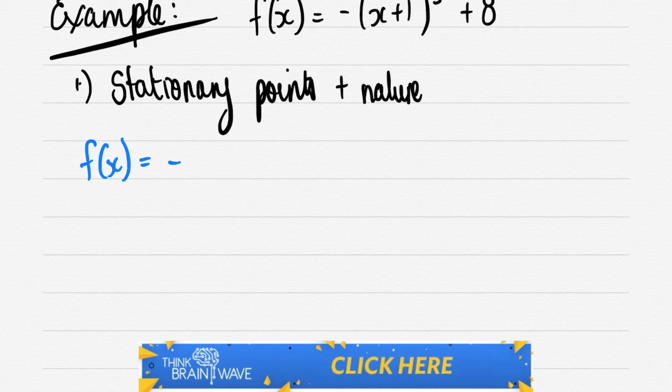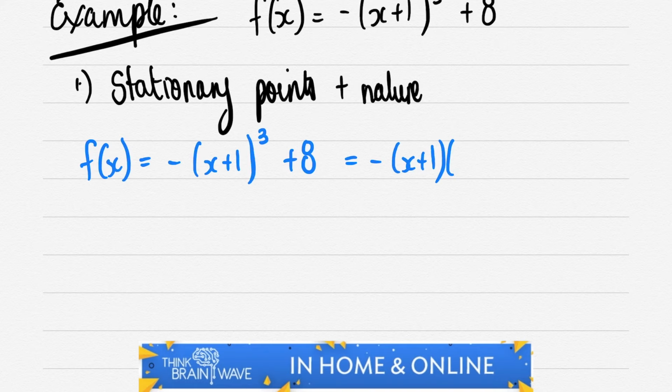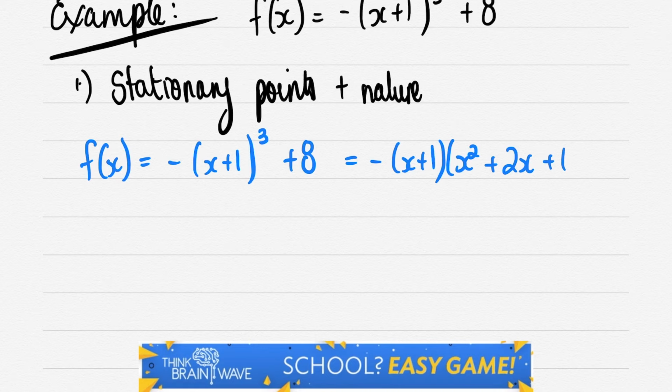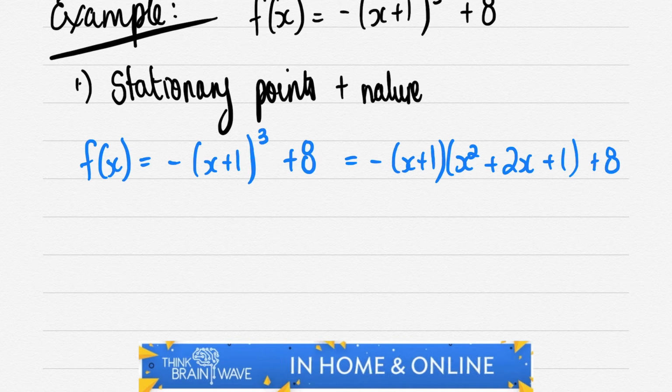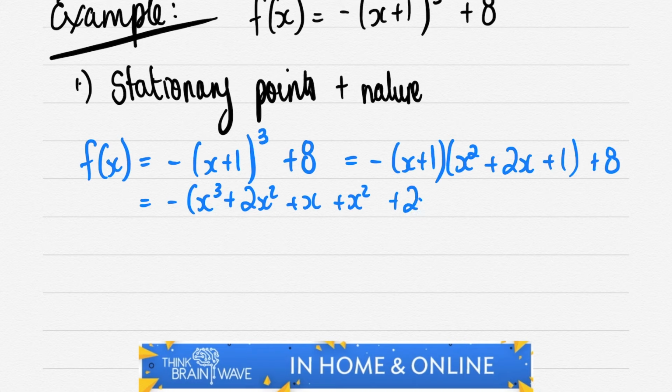We start off by saying the function of x is equal to negative x plus 1 cubed plus 8. We then want to break this down. We say negative x plus 1, and then we'll do the squared version, x squared plus 2x plus 1, plus 8. From here, we now need to look at putting that negative sign and multiplying the left side into the right side. So we have x cubed plus 2x squared plus x squared plus 2x plus 1 plus 8.